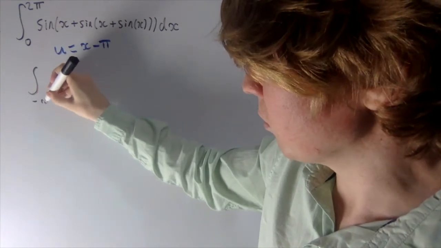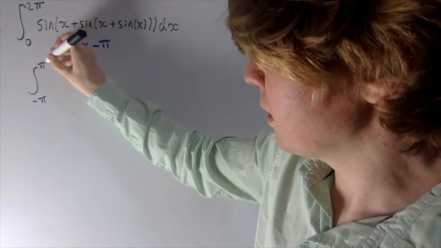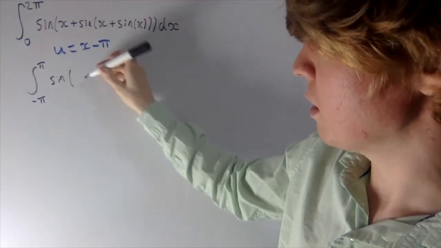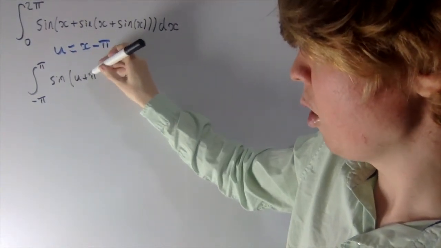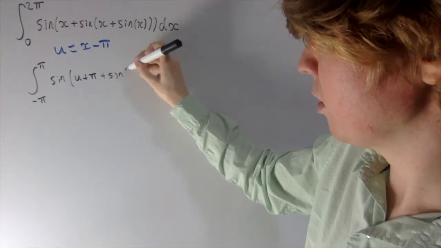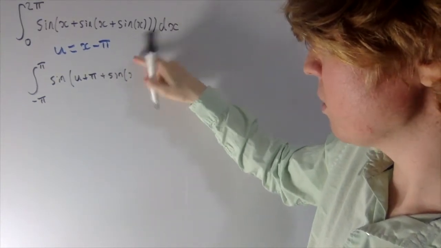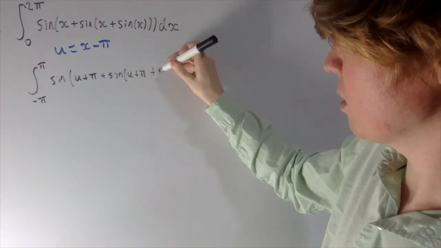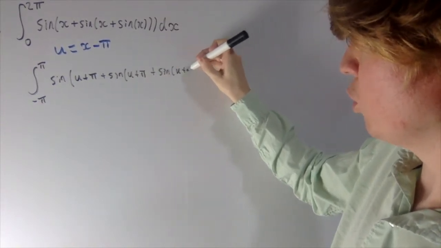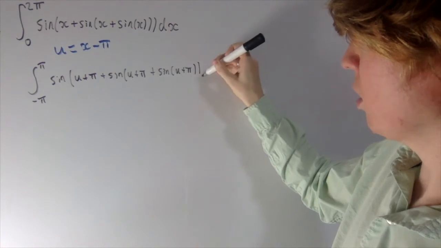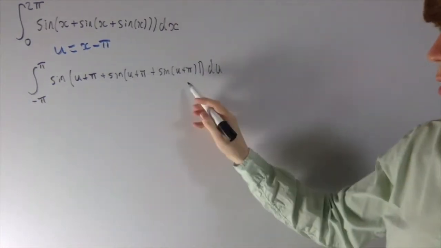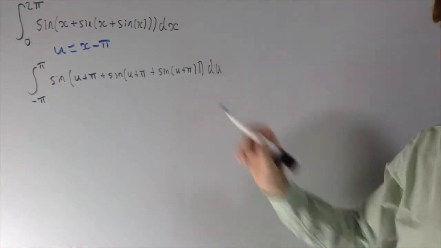So let's see what this does to our integral. We're now integrating between minus pi and pi. Sine, so x is now u plus pi, plus sine of u plus pi once again, plus sine of u plus pi. Okay, so this has got a little bit more messy inside the integral here, but we can try and deal with this now.